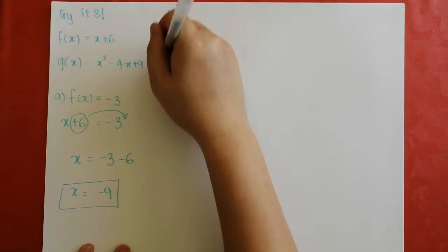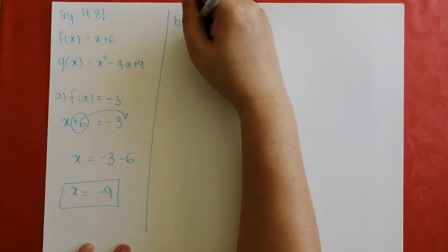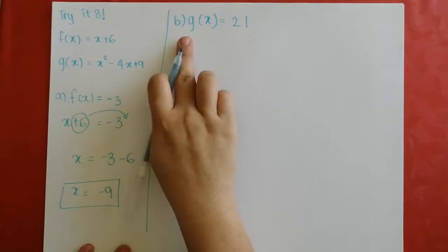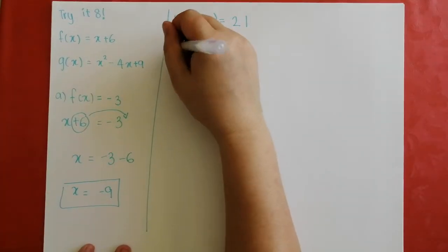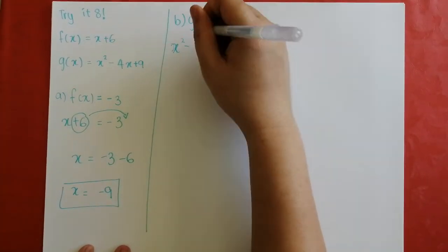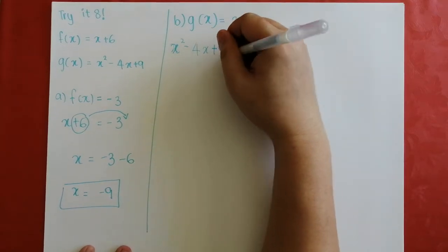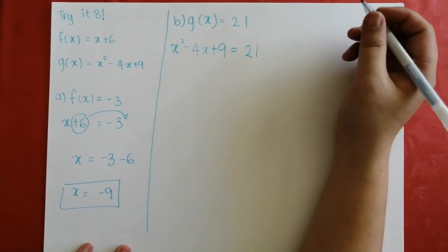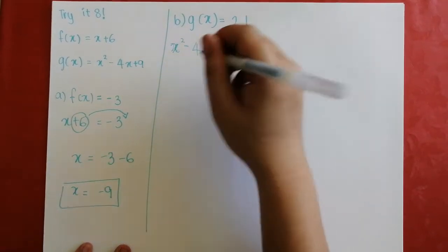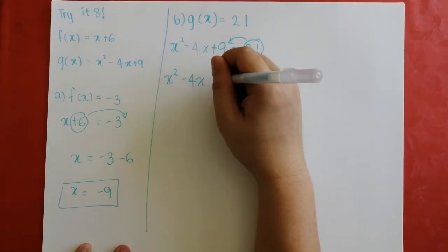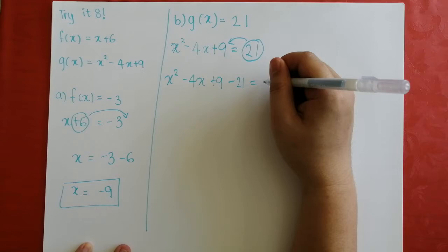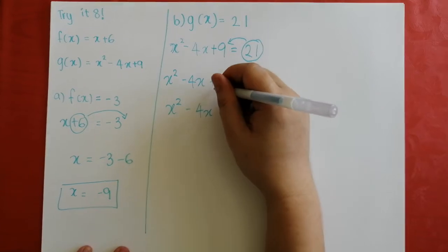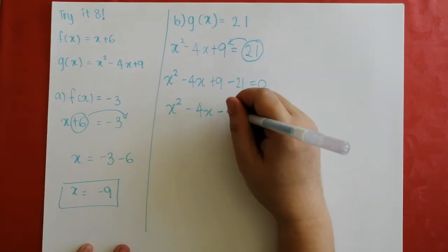Moving on to part B, where you are asked to solve g of x equals 21. Same thing here. We change our g function to x squared minus 4x plus 9 equals 21. In order to solve, we want to equate it to 0. So move 21 to the left. You have x squared minus 4x plus 9 minus 21 equals 0. Simplify that: x squared minus 4x, positive 9 minus 21 becomes negative 12.